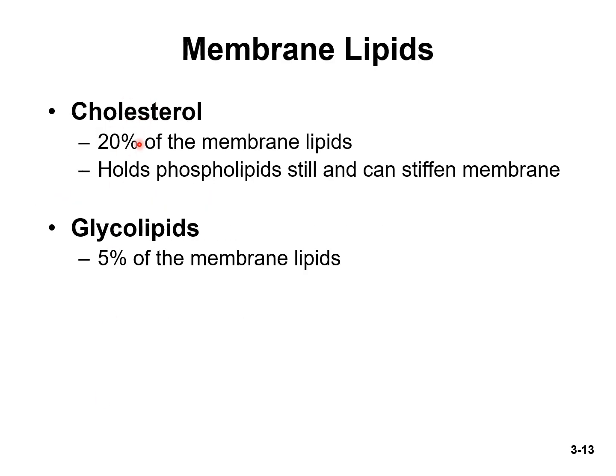Cholesterol, when it's in the membrane, holds the phospholipids still and causes stiffening in the membrane. You can also have glycolipids, which are carbohydrates with lipids, and these are about 5%. This helps maintain other types of things sticking out, like identifying self, or how the immune system does not attack some cells versus others.